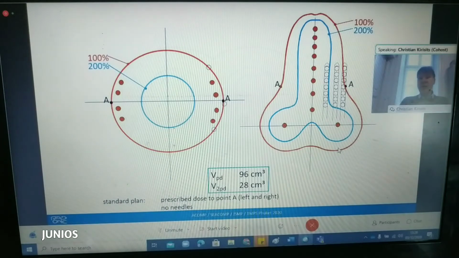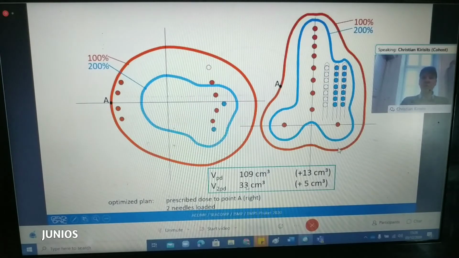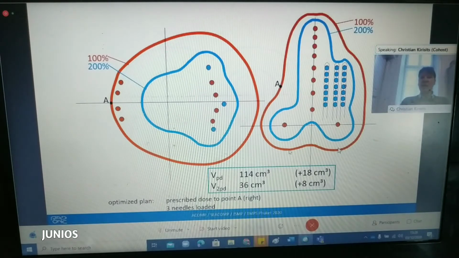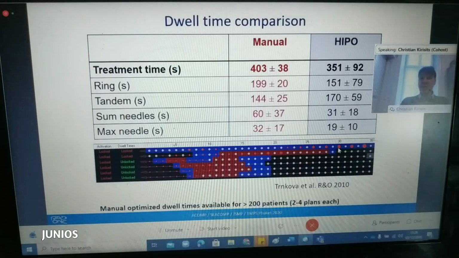The needles are just fine-tuning, so most of the dose, the blue 100%, 200% isodose, is limited. Even if we add 1, 2, 3 needles, it is only a very, very small increase in this hotspot volume, just 36 cubic centimeters, for instance, with this double isodose. That's quite important. It also shows that with manual loading most dwell time is in the ring and the tandem, and the needles again are just fine-tuning.